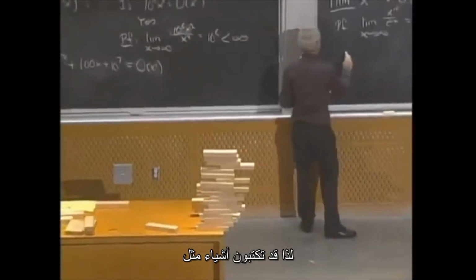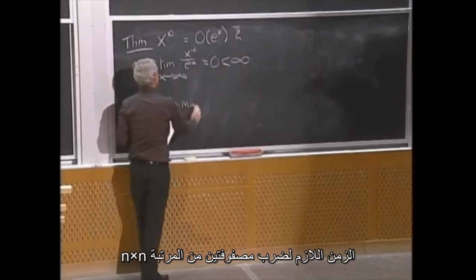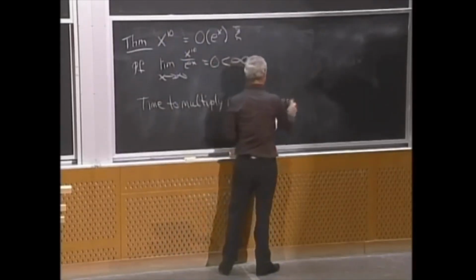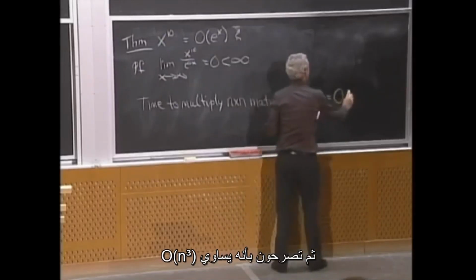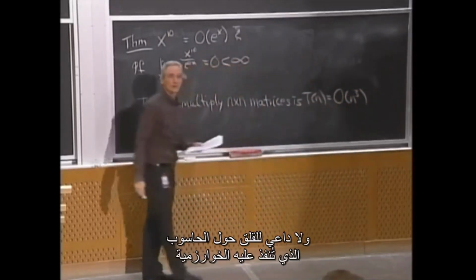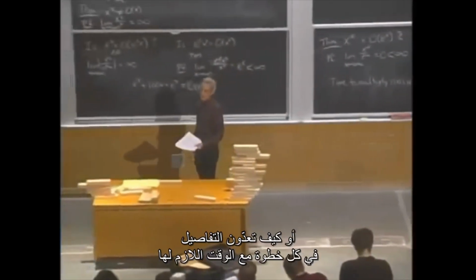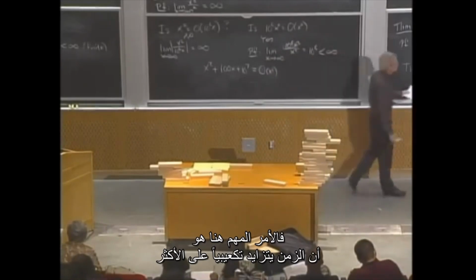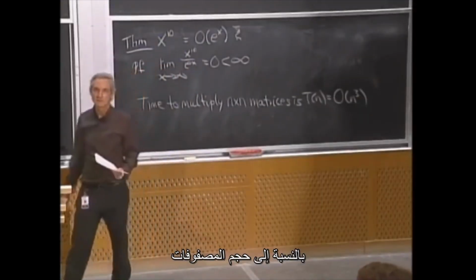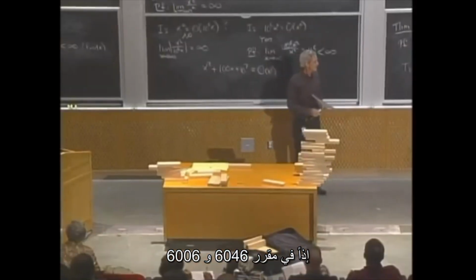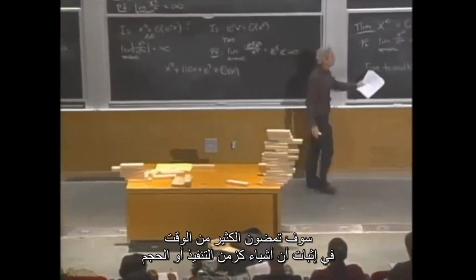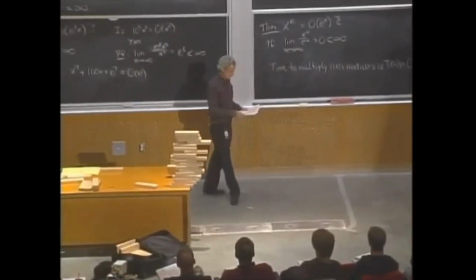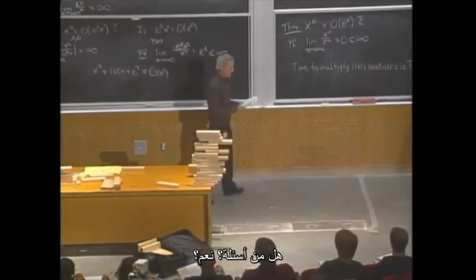And so you might write that the time to multiply n by n matrices, which you might call T of n, is O of n cubed. And you don't have to worry about what computer it's running on, or exactly how you're counting the details of what a step is or what time is. The important thing is that it's growing at most as a cubic of the size of the matrices. And so in 6046 and in 6006, you will spend lots of time proving that the running time or the size is O of some function of the input size. All right. Any questions? Yeah.